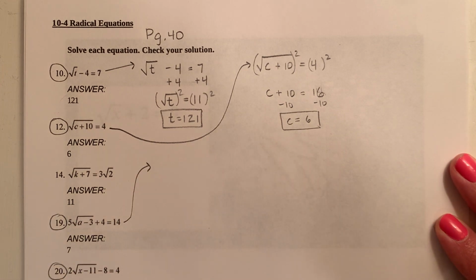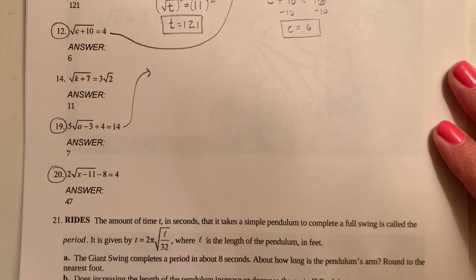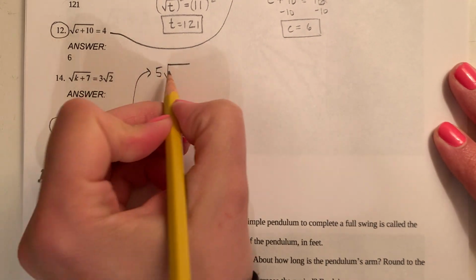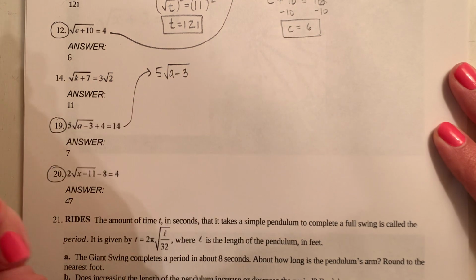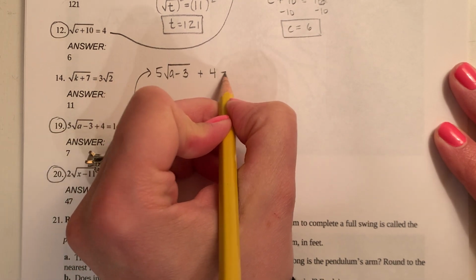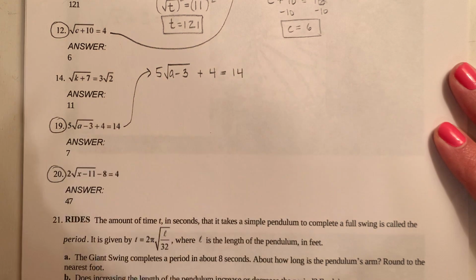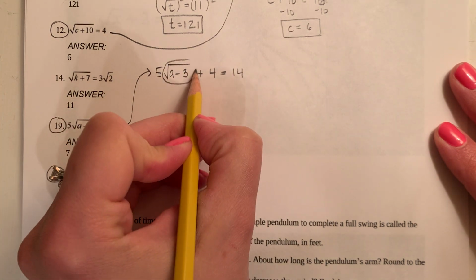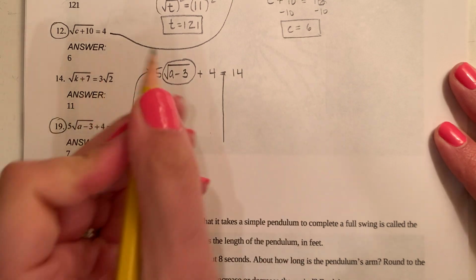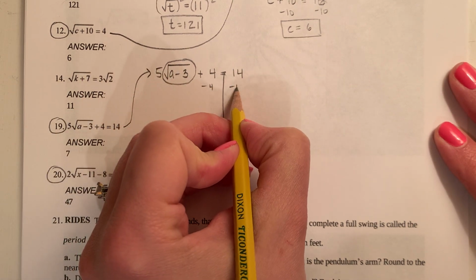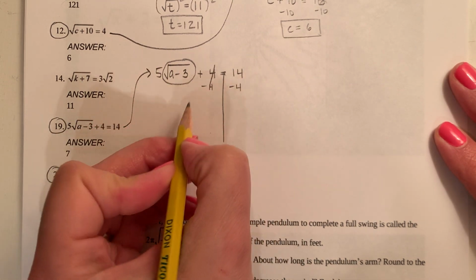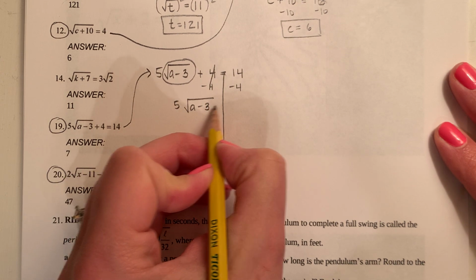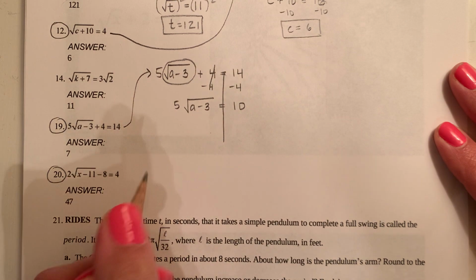All right, number 19, we should get 7 as the answer. Again, if I'm going too fast for any of these, feel free to pause the video. All right, this one has a lot going on. So I'm going to circle the radical. Okay, draw my line. The first thing I have to do is subtract the 4. The 4 is not inside the radical, so it's okay to subtract it. Bring all that down. I get 10 on the right-hand side.